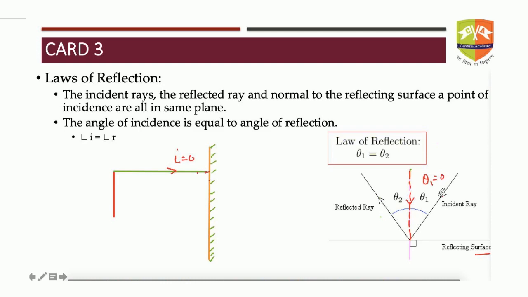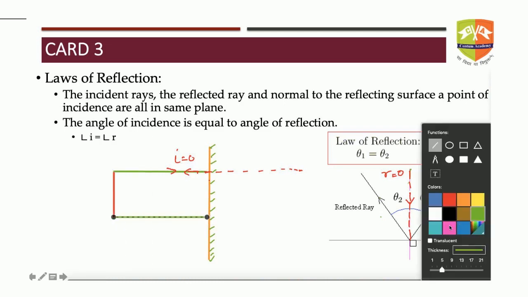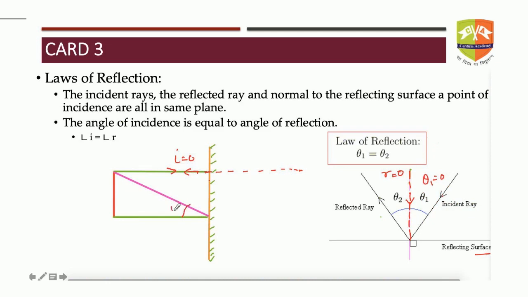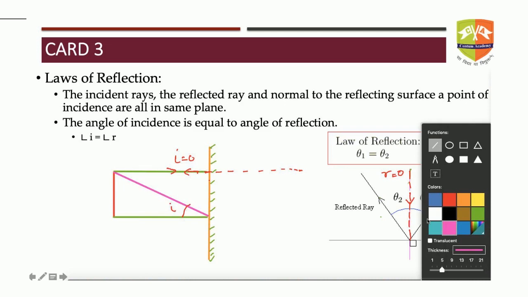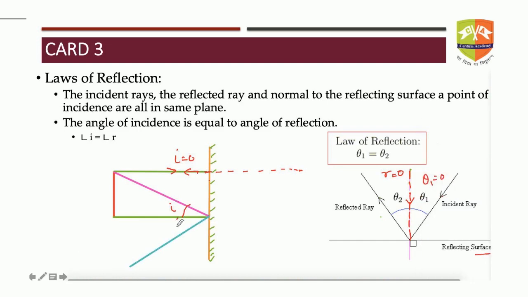Now let's move to something called the laws of reflection. As we know, reflection means bouncing back of light to the same medium once it strikes the object, and this object is called the reflecting surface. So I've written here reflecting surface.